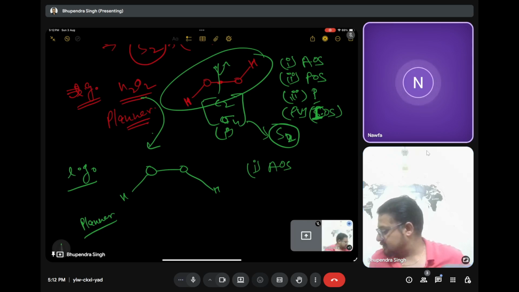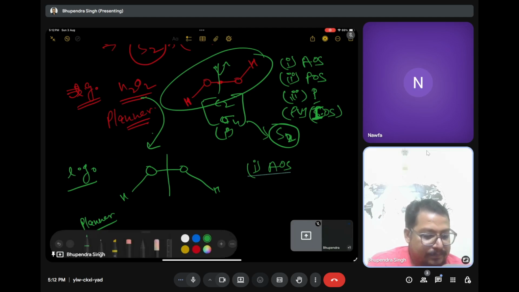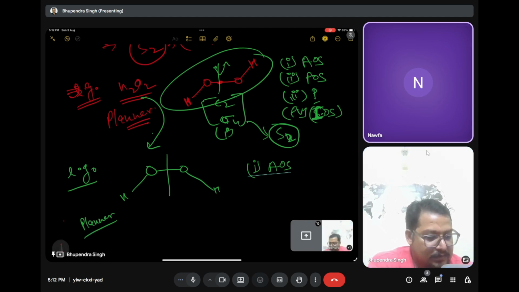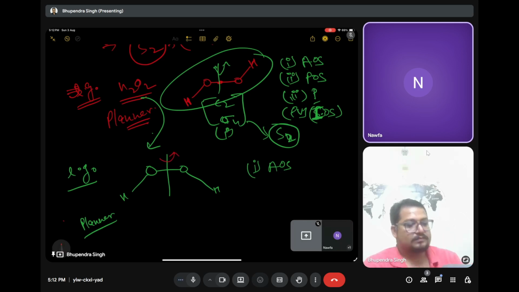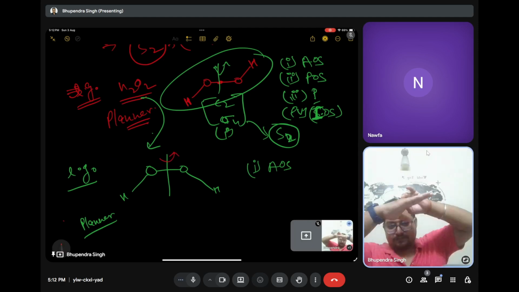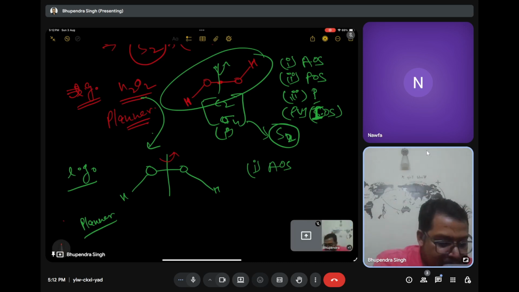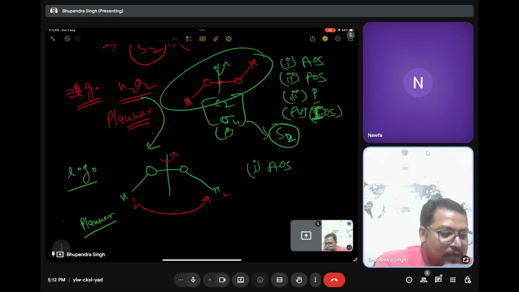Let's say this is your C2 here. C2 is there like this. If C2 is going from here, and you flip it 180, it will look like this. This 2 will go here, 1 will go here, they will exchange their position. They will also exchange their position, 1, 2, 2, 1. So C2 is present. Next is plane of symmetry.